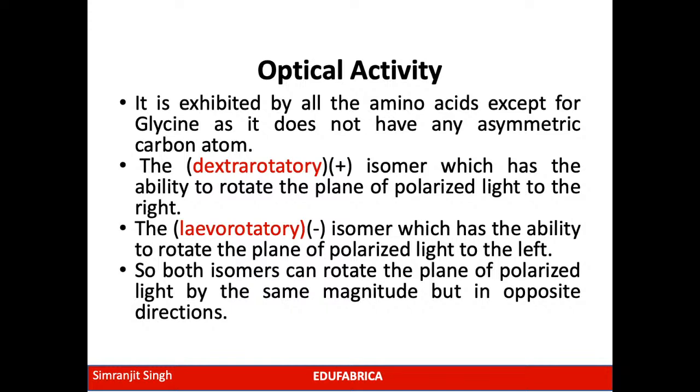From the optical perspective, all amino acids exhibit optical activity except glycine, which does not have an asymmetric carbon atom. There are two types from the optical activity perspective: dextrorotatory and levorotatory. Dextrorotatory isomers have the ability to rotate the plane of polarized light to the right, and levorotatory isomers have the ability to rotate the plane of polarized light to the left. Both isomers rotate the plane of polarized light by the same magnitude but in opposite directions.